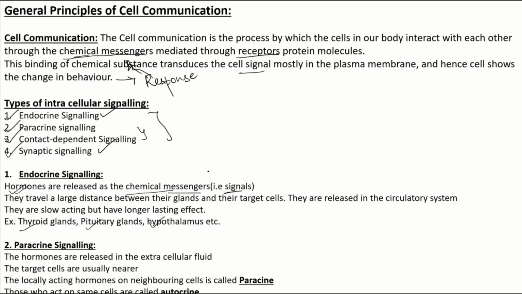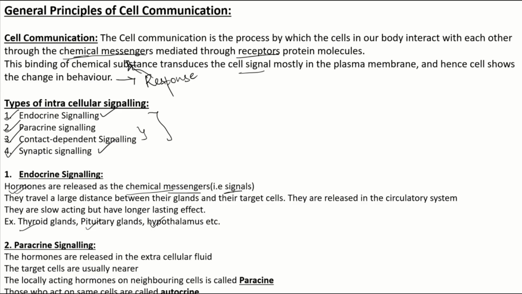Basically, when a hormone is released, it has to be secreted into the circulatory system, and from the circulatory system it has to be taken up by the target cells. So they are basically slow acting compared to the other signaling mechanisms we have. These are the slower ones, but they have the longer effect.